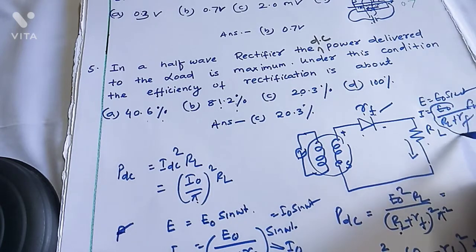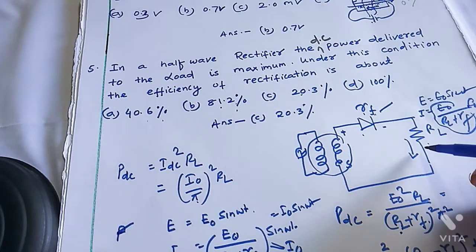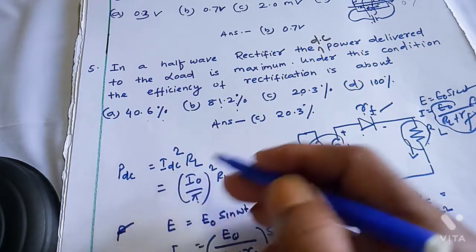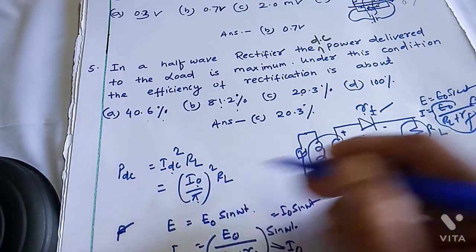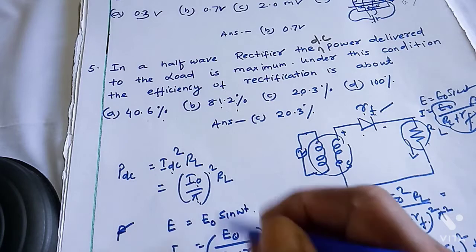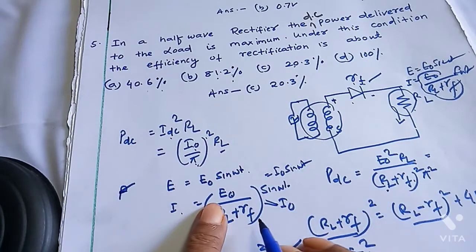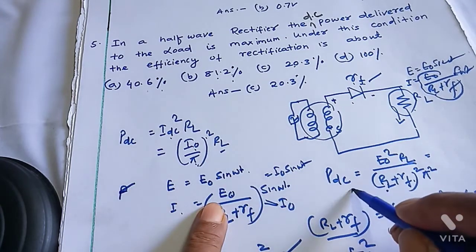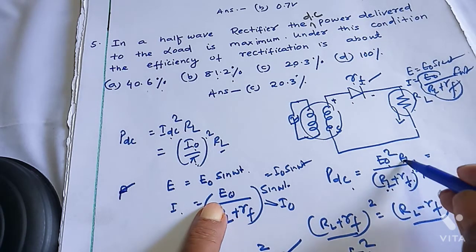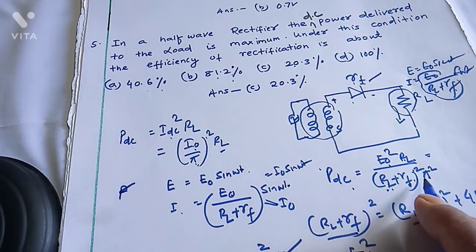This is I0. Now power DC, that is DC power developed across RL, is equal to IDC square into RL. Now IDC is I0 by pi, where I0 is the peak value of current, E0 by (RL plus RF). So power DC is (I0 by pi) whole square into RL. If you substitute the value of I0 here, power DC is E0 square by (RL plus RF) whole square, into RL by pi square. This is the power DC.